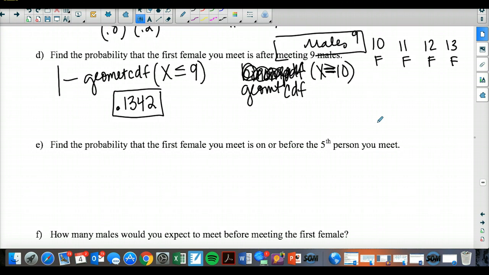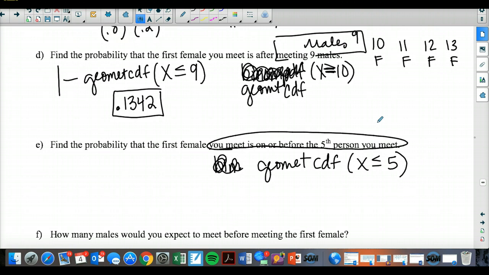Yeah. Okay, find the probability that the first female you meet is on or before the 5th person you meet. So that's binom. Sorry, it's geometric. CDF. X is less than or equal to 5 because it's on or before the 5th. So it's saying add up the 5th and everyone before the 5th. Do you have to subtract from 1? No.